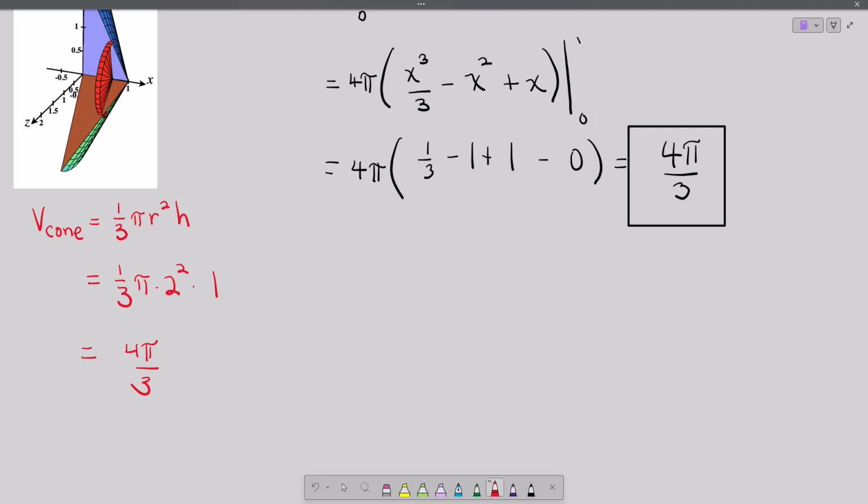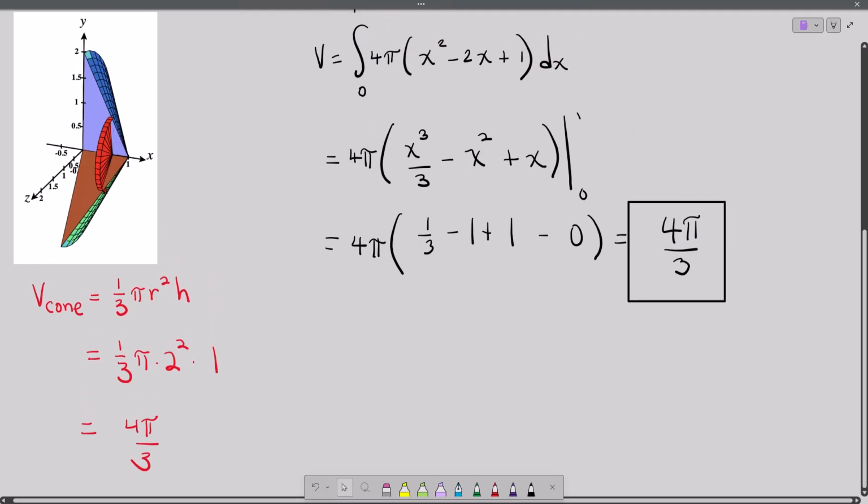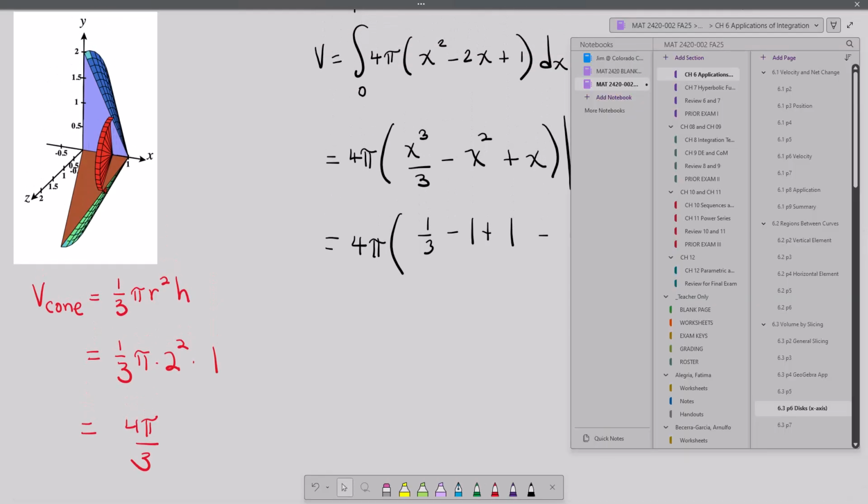You don't always know a geometric formula for the volume of the solid that you're investigating. In this case, it happens to be a cone, so we could, if we know our cone formula. Let's try another one of these.